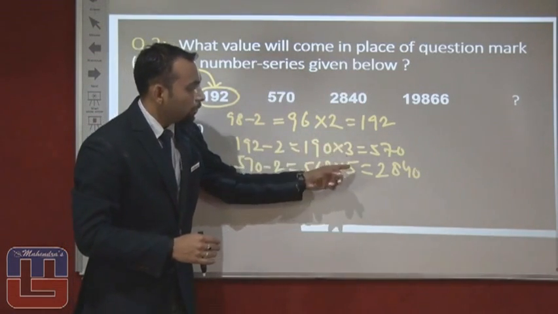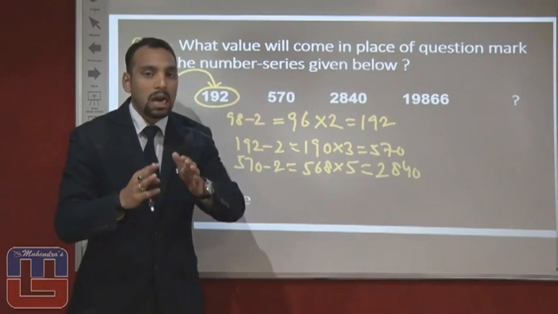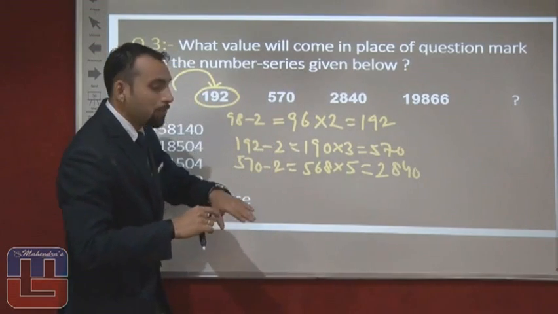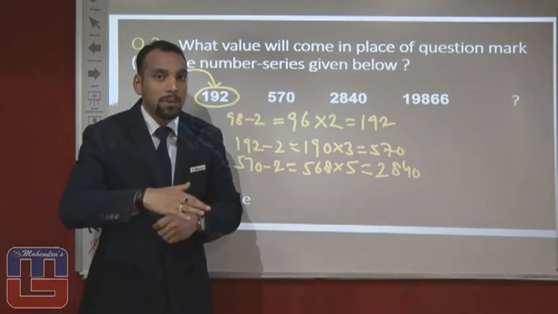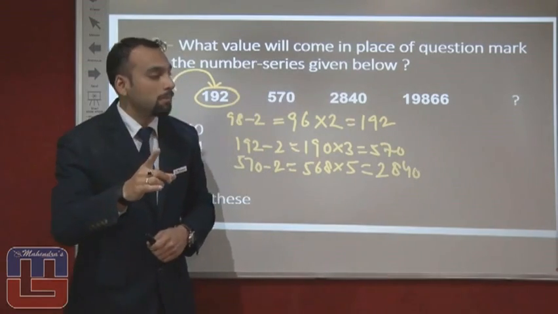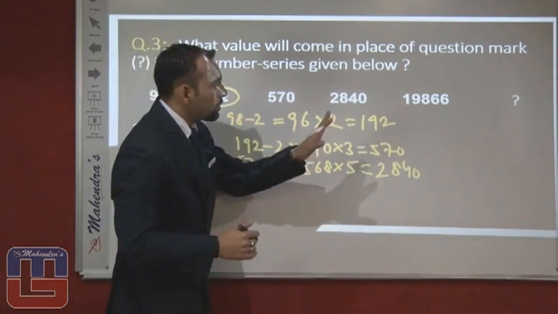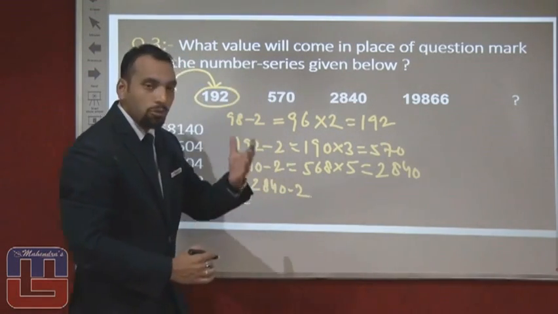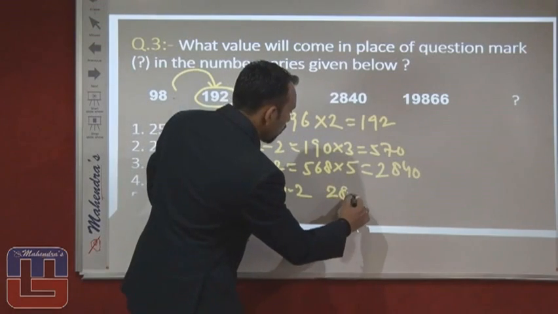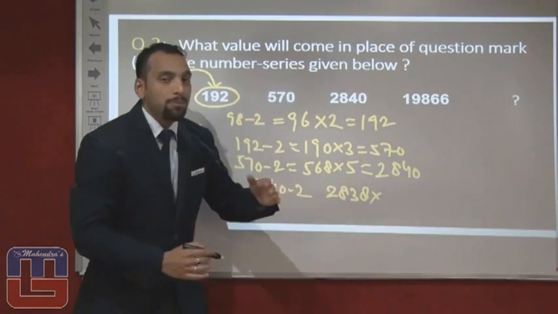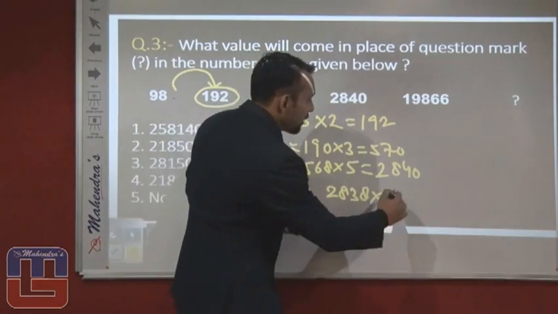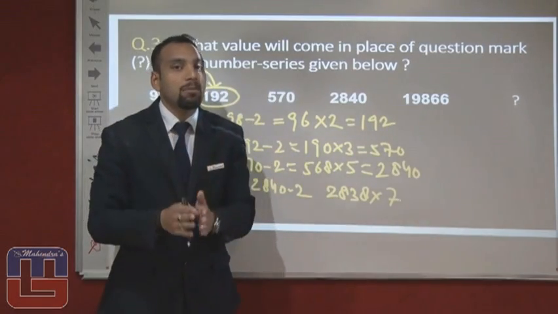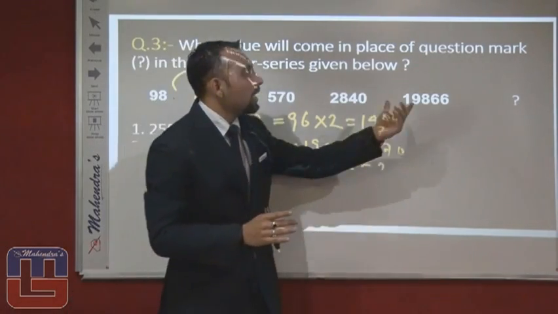The logic is 2, 3, 5. Now 2, 3, 5, what are these numbers? These are the prime numbers. So remember the logic: we have to minus 2 from the number and multiply by the prime numbers. Similarly, follow the logic. 2840 minus 2 will be equal to 2838. Then after 5, which one is the prime number? The prime number is 7, and 7 times 8 is 56, which ends in 6. That means we are getting the same logic. So apply the logic in the next one.